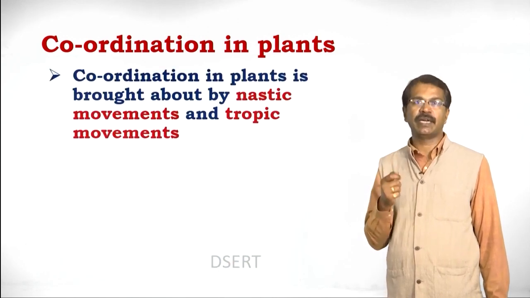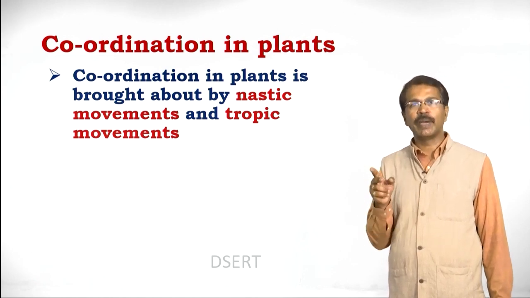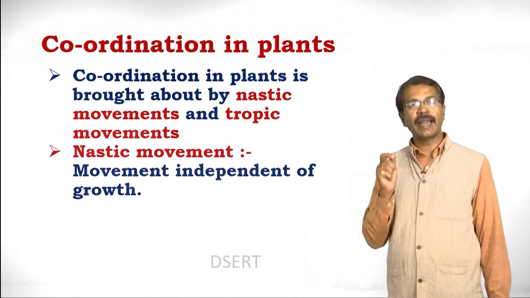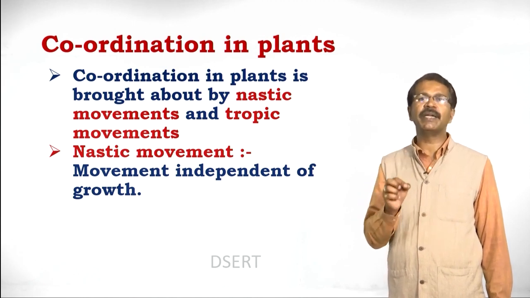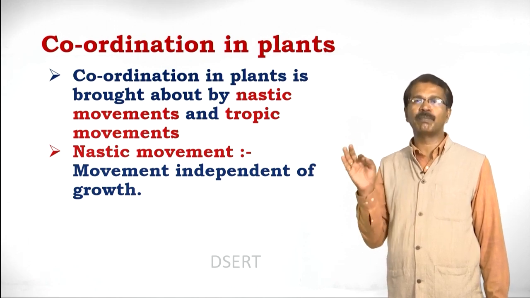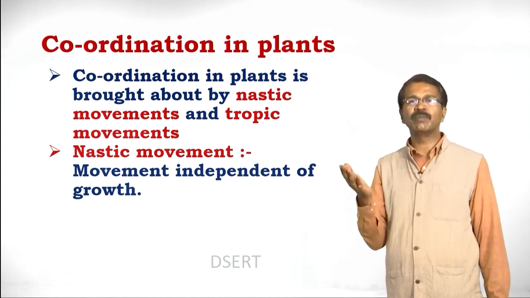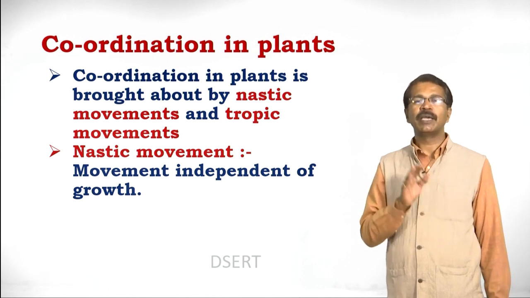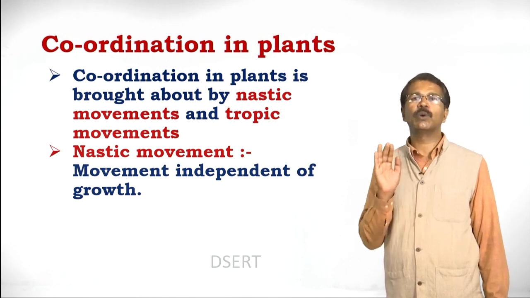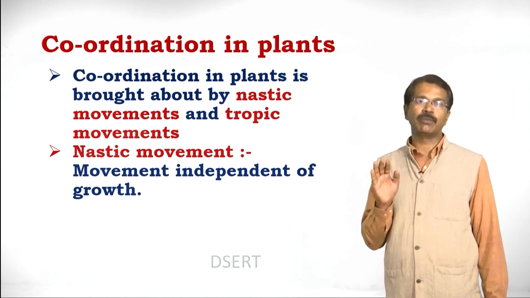Then how does coordination occur? In plants, coordination is brought about by nastic movements and tropic movements. What are these nastic and tropic movements? Let us study about this. Nastic movements are those movements which are independent of growth. The movement does not involve the growth of the plant. Just the part of the plant will be moving away from the stimulus or towards it. Here growth is not involved. Such movements we call nastic movements, otherwise called growth independent movements.